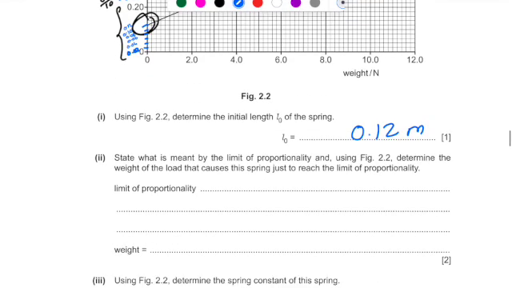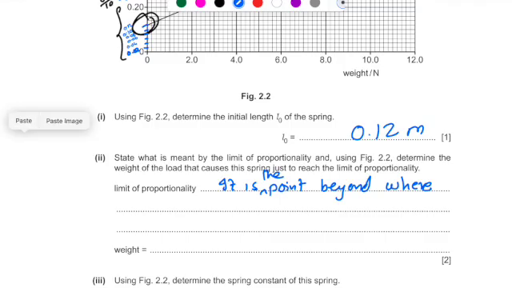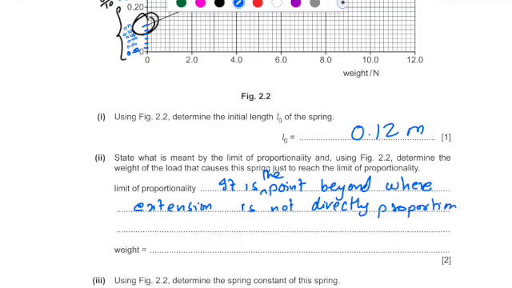State what is meant by the limit of proportionality. The limit of proportionality is a point. It is the point beyond which the extension is not directly proportional to the weight.